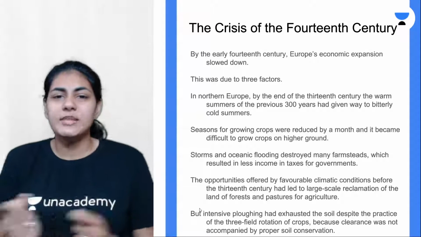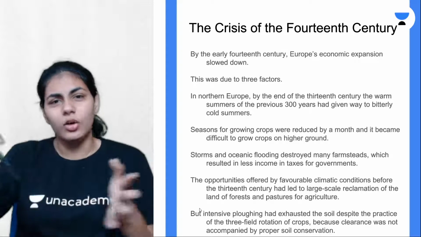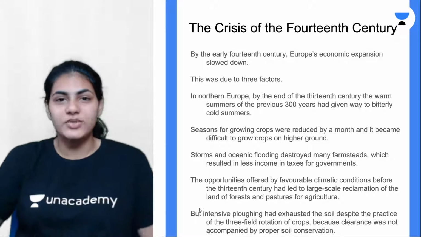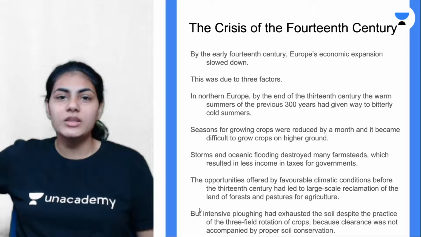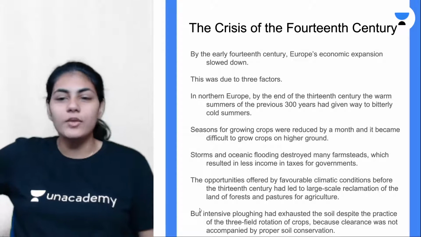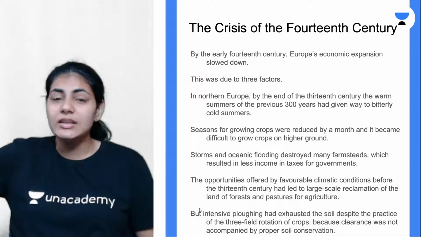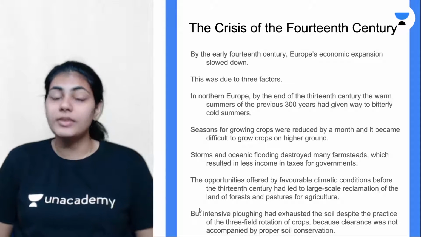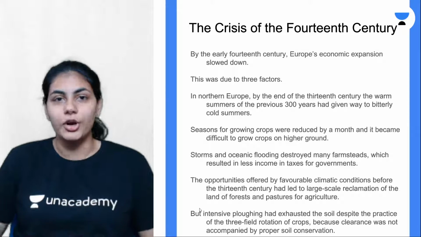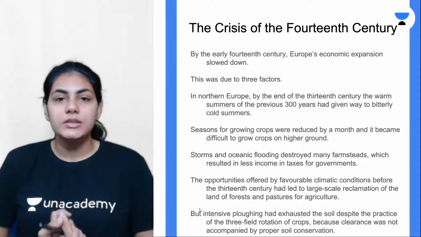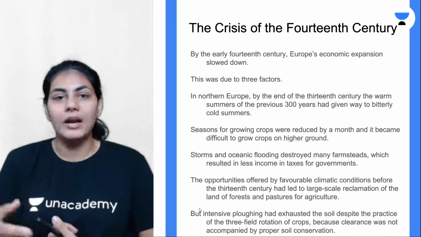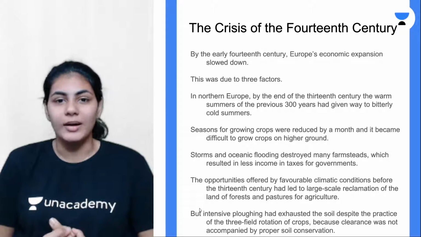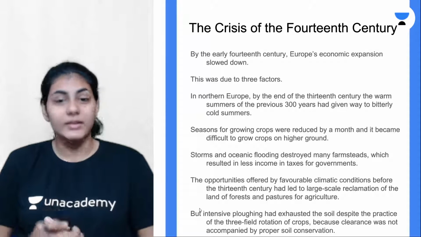You need to add specific manure, pesticides and all those effective strategies to improve the nutrients of the soil, but that kind of soil conservation was never seen in medieval Europe, right? So that's like one part of the crisis. We still have a lot to talk about. It's just the beginning, right?